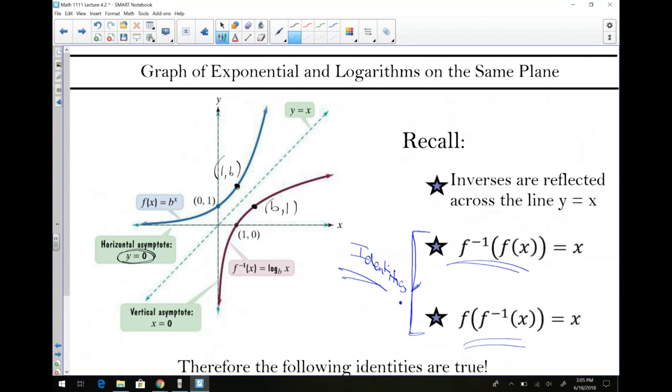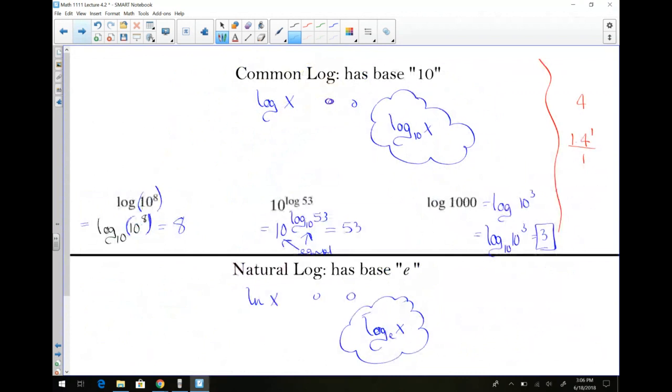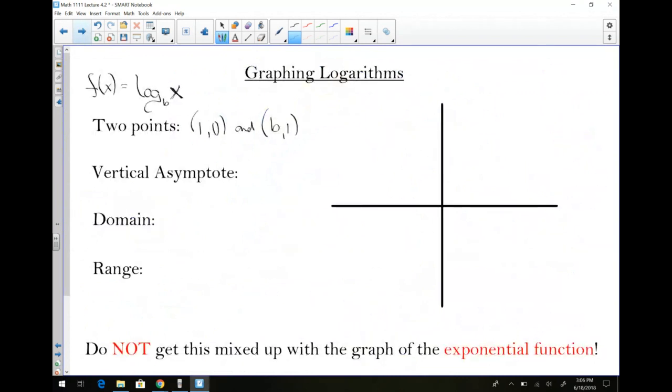Now we have a vertical asymptote because guess what? My x's and y's switch. So that means that on my horizontal asymptote, my y switched to my x. So now I have x equals 0 for a vertical asymptote. So that's where that comes from, if you're trying to figure out why I have a vertical asymptote. So I have x equals 0.